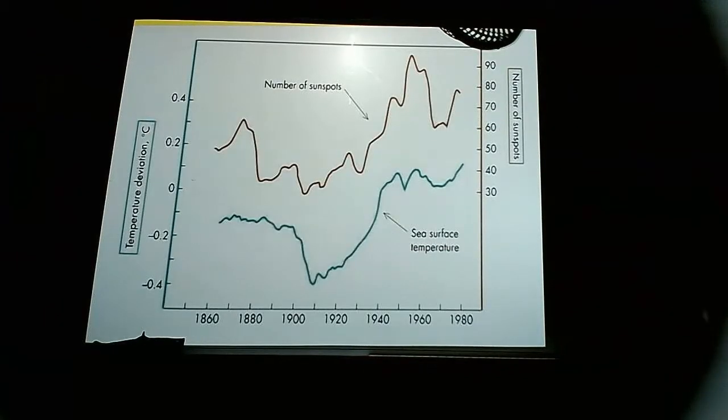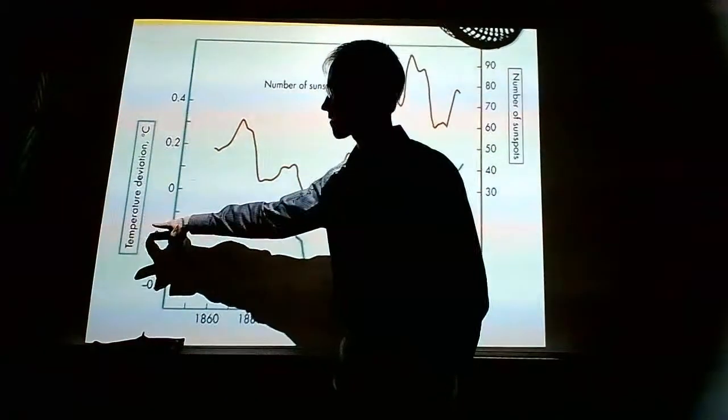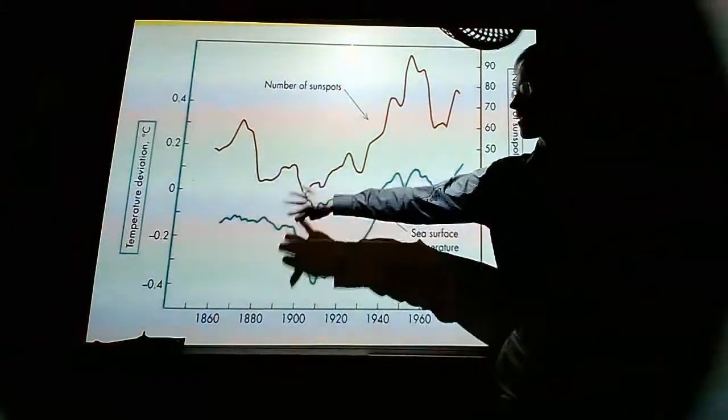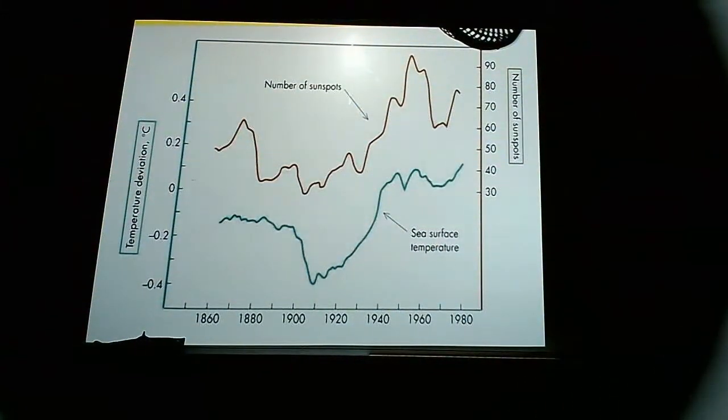And this is a little graph that shows average sea surface temperature and sunspots, and it kind of compares them over time. And you can see that there's a pretty strong correlation there on our overall ocean temperatures and the amount of sunspots that we find on the sun.